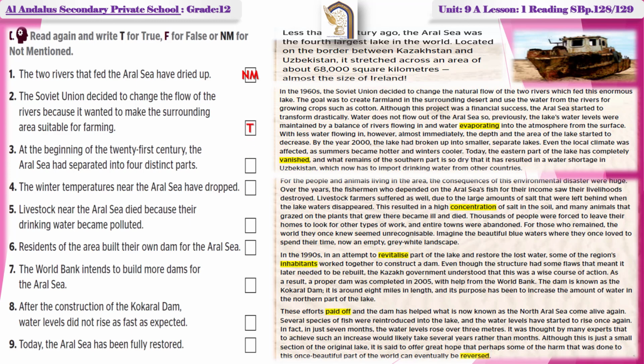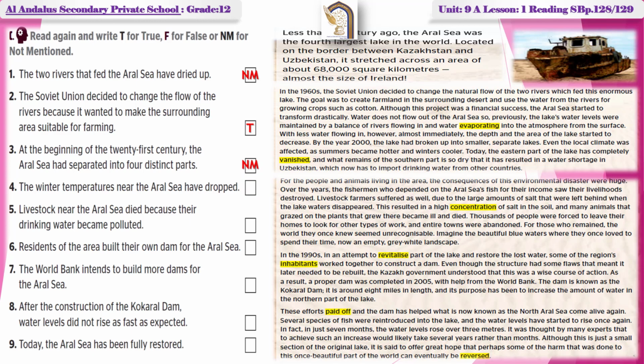The sentence is true. So, we can refer to the text. The first paragraph says, the goal was to create farmland in the surrounding desert and use the water from the rivers for growing crops such as cotton. This is the evidence to our answer. Sentence 3. At the beginning of the 21st century, the RLC had separated into 4 distinct parts. Very good answer. This is not mentioned.